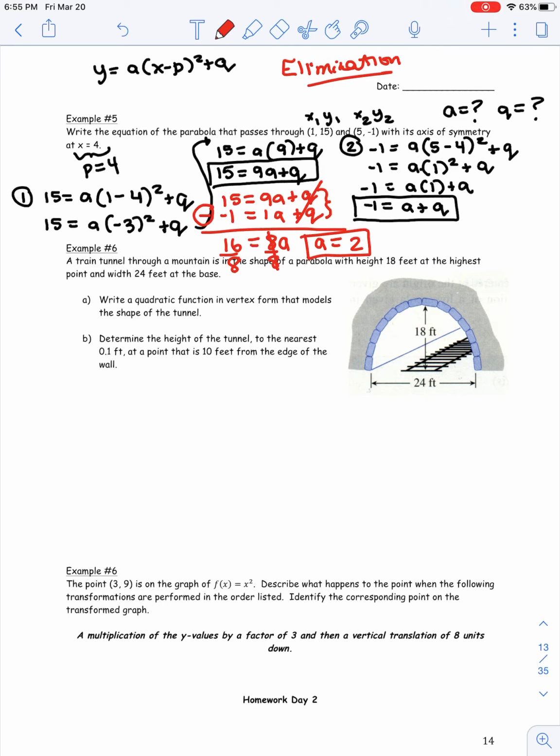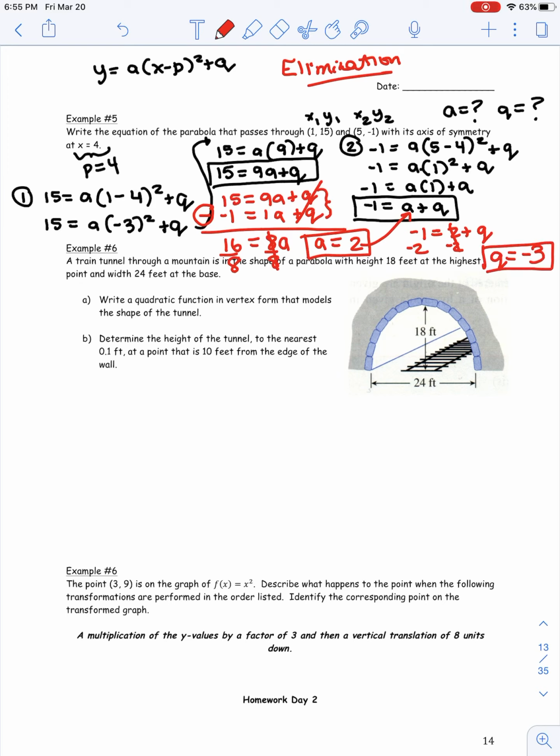Our next step would be to substitute this a of 2 into one of our equations. It doesn't matter which one, equation 1 or equation 2, it will not matter. So we're going to go negative 1 equals 2 plus q. We're going to move that 2 to the other side by subtracting 2, and we should find that q equals negative 3. So those are our two values.